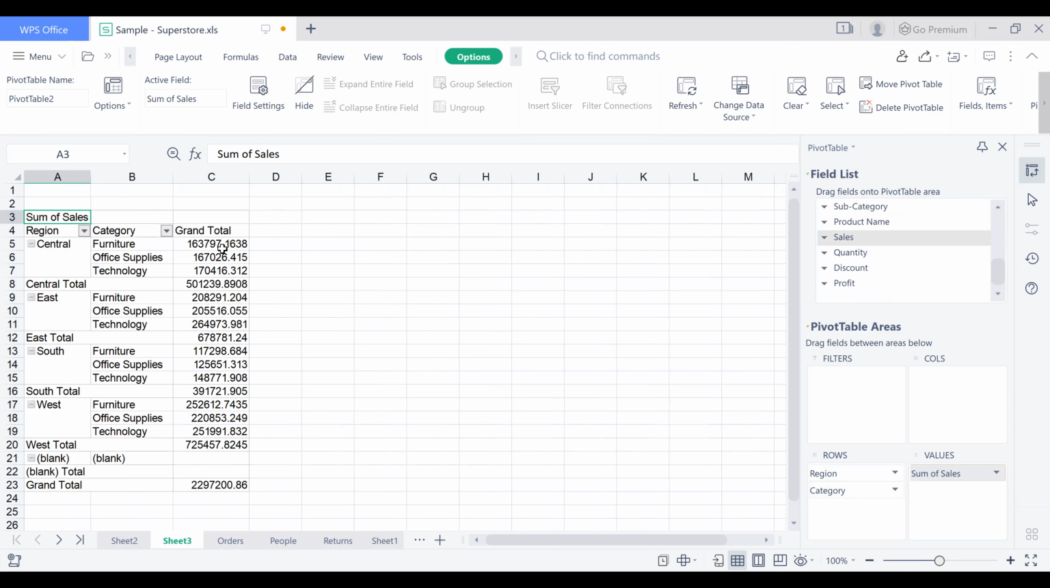What it is doing like this. It is summing up for the central region, under the furniture, it is summing up the data. Right? This is what Tableau is showing, splitting the data at the region and the category level.